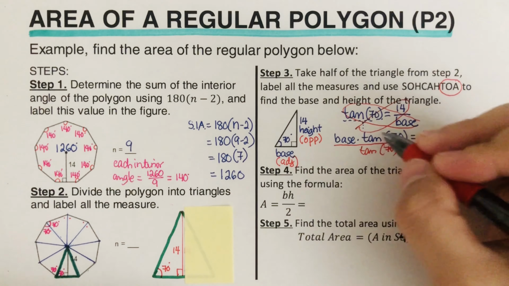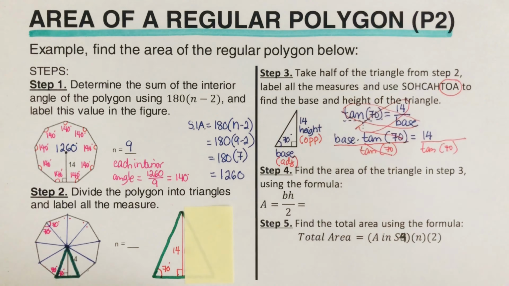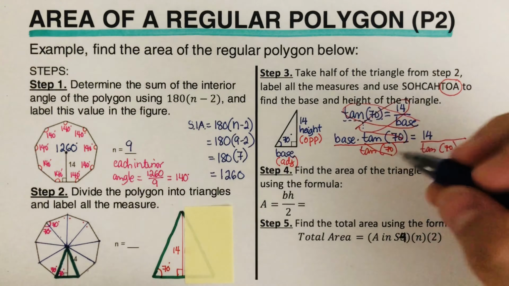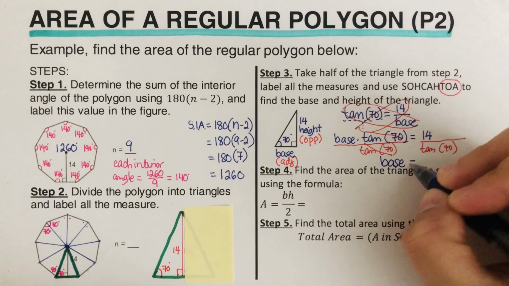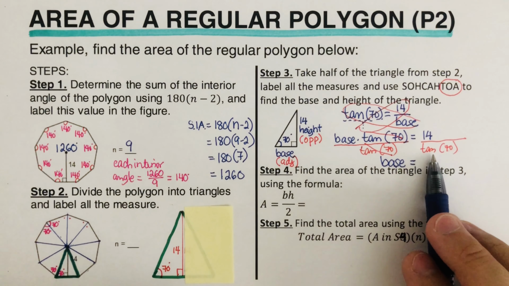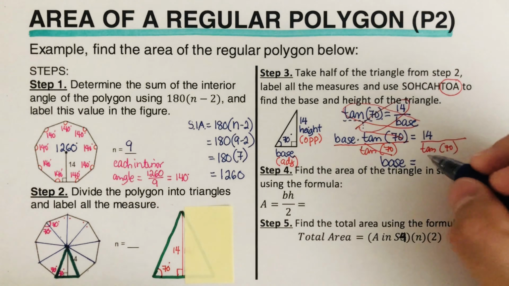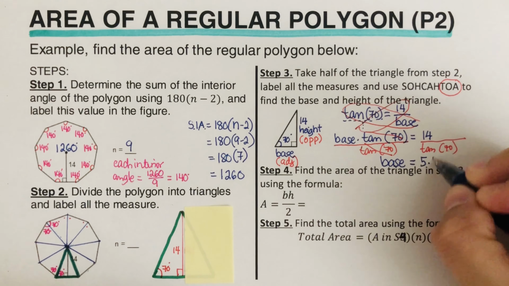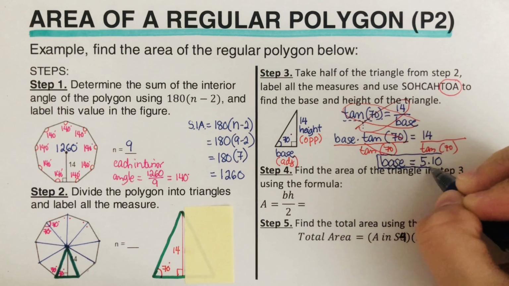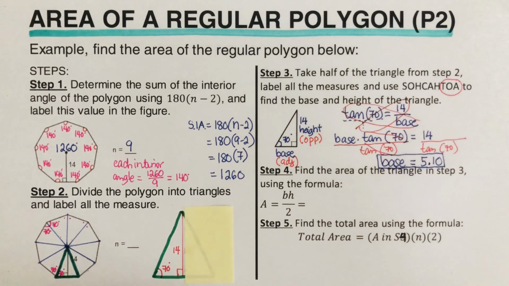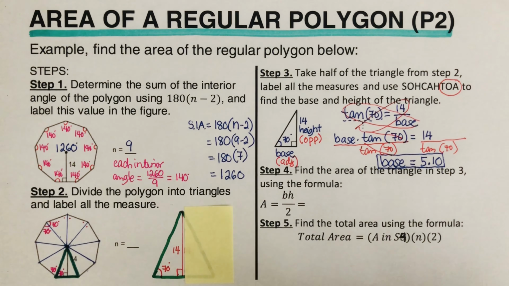And then I'm going to use a calculator for this. Just a reminder, be sure that your calculator is set in degrees. The answer that we have, if we divide 14 by tangent 70, is 5.10. I rounded it off. Now, if you don't get 5.10 with your calculator, it means that your calculator is not in degrees. It can be in radian. So that is the base, 5.10.